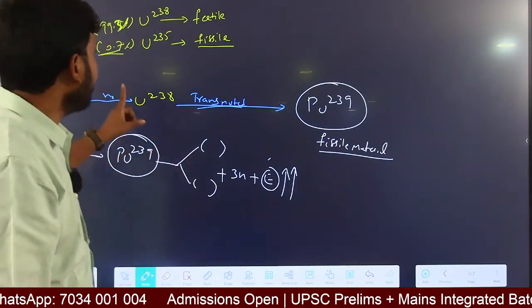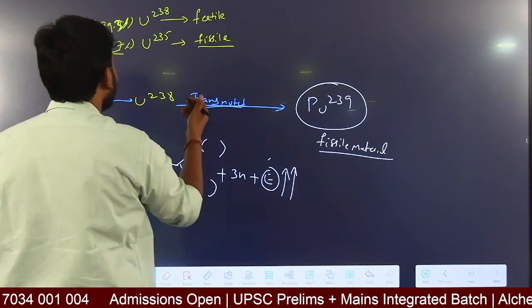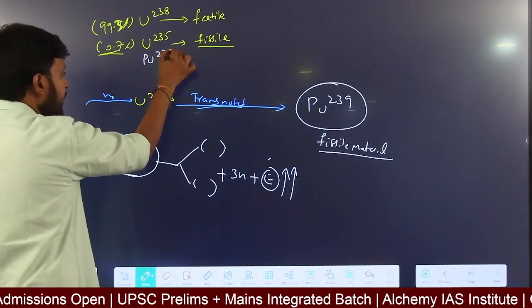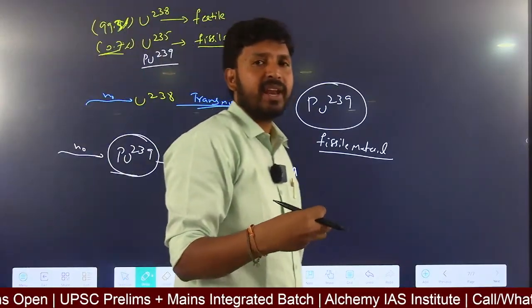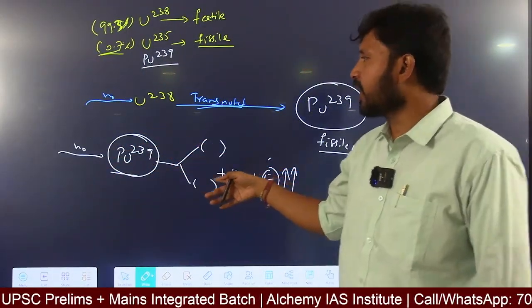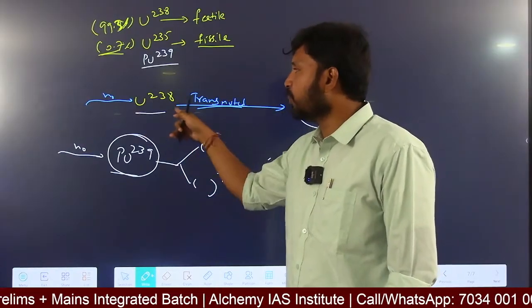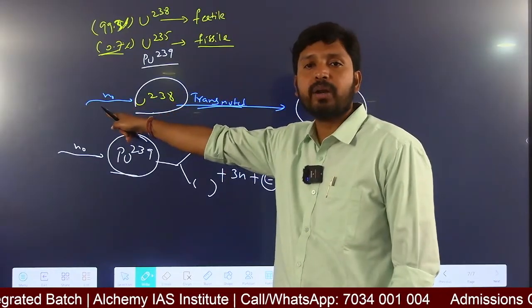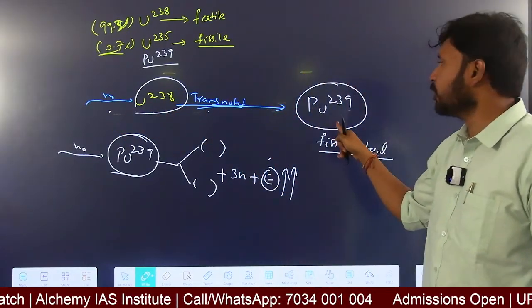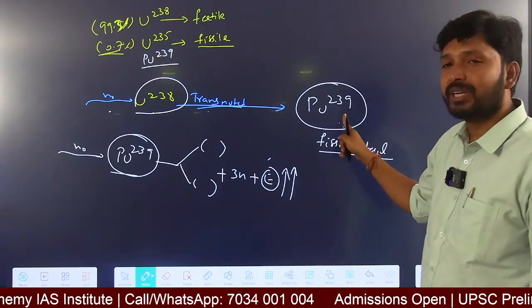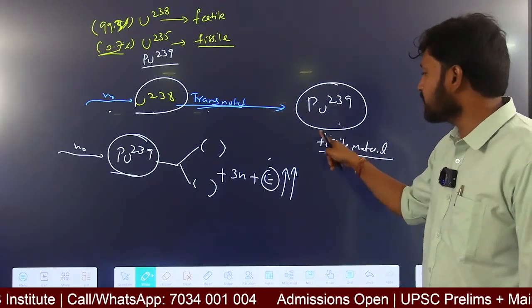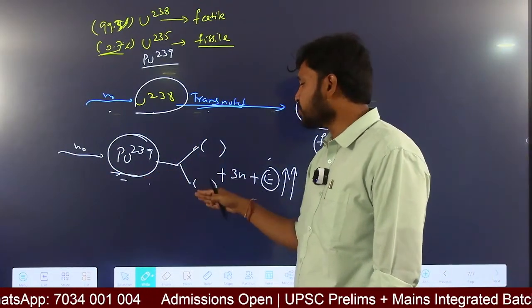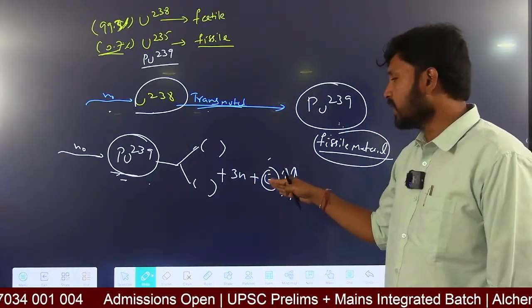Is it clear? So I can write in the examples of fissile, the second example is plutonium 239. But can you tell me, is plutonium 239 naturally there or artificially obtained, and from which one? It is artificially obtained from uranium 238. When uranium 238 is bombarded by neutrons, it is transmuted and forms plutonium 239. So plutonium 239 is artificially made, and it is also a fissile material. Fissile material is one that, when bombarded with a neutron, splits, forms three neutrons and releases energy.